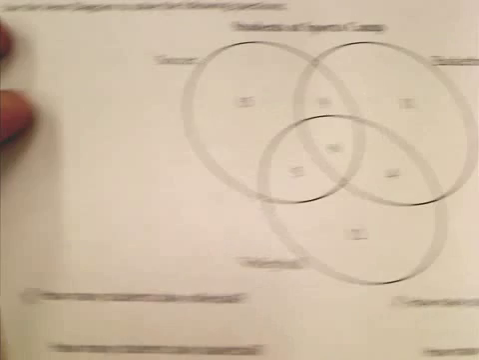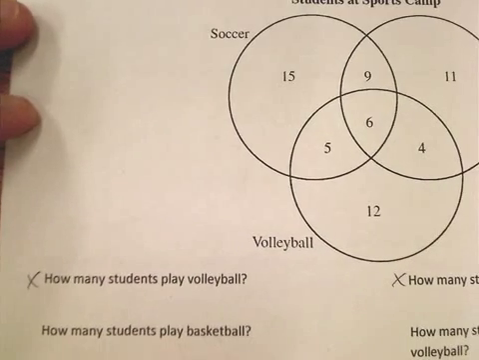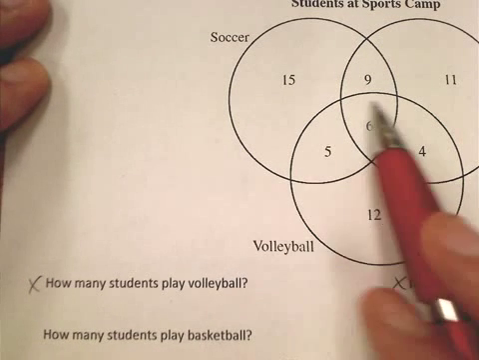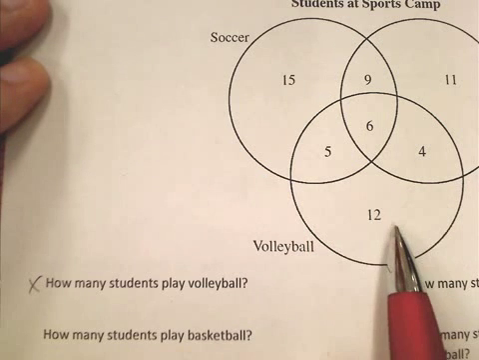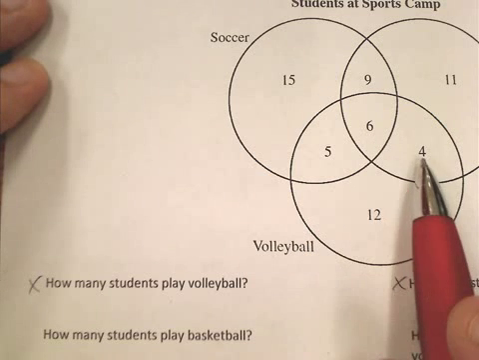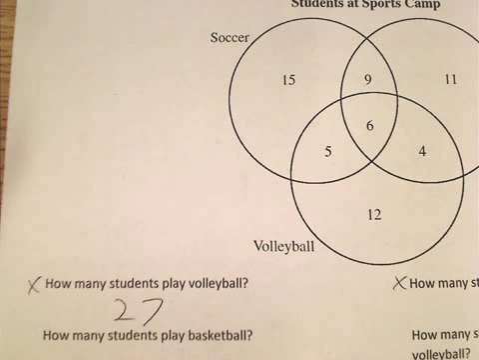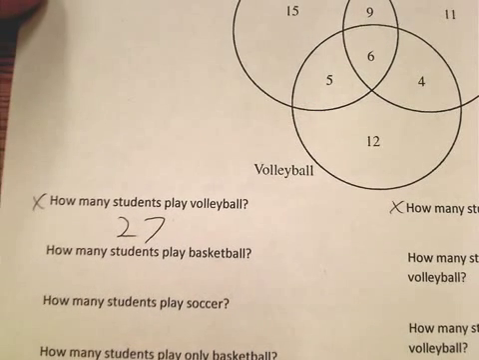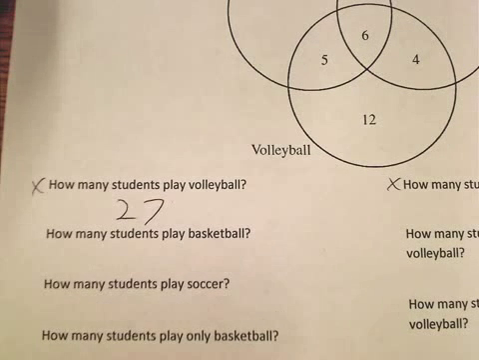So the first question that I want to answer is how many students play volleyball. You're going to include everyone inside the volleyball circle. So I have 12, 5, 6, and 4. Go ahead and add those up. 12 plus 5 is 17. 17, 6 more is 23. That would be 27. So when I say how many students play volleyball, go ahead and add up everyone in the volleyball circle to give you that number. That's the total number of people inside the volleyball circle.